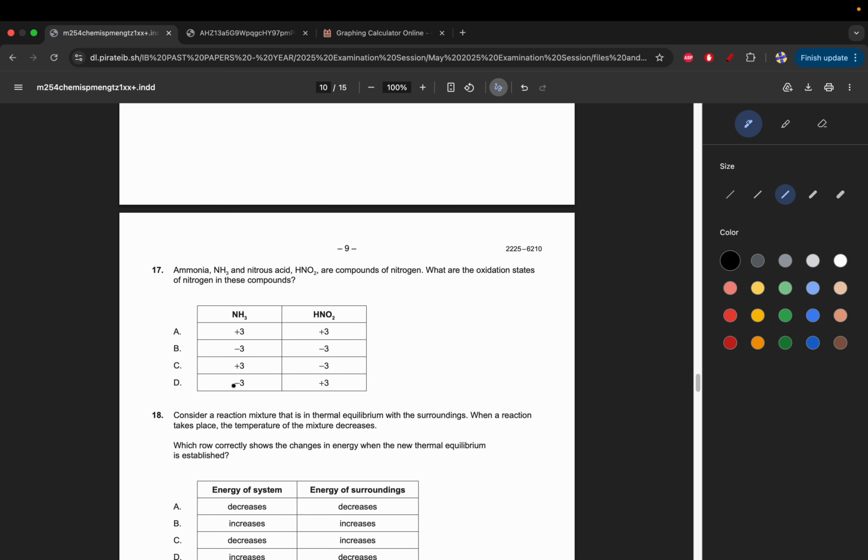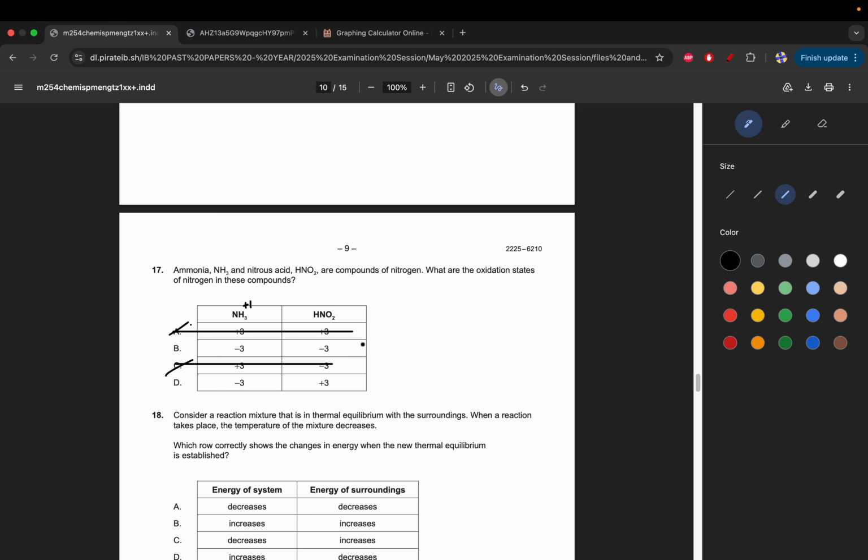Ammonia and nitrous acid are compounds of nitrogen. What are the oxidation states? Okay, well, H is always going to be a +1. And remember, this is neutral overall, so we know that the N has to cancel out 3 of the H's. So the total effect of the 3 H's is going to be +3, so N has to be -3. So we can rule out A and C.